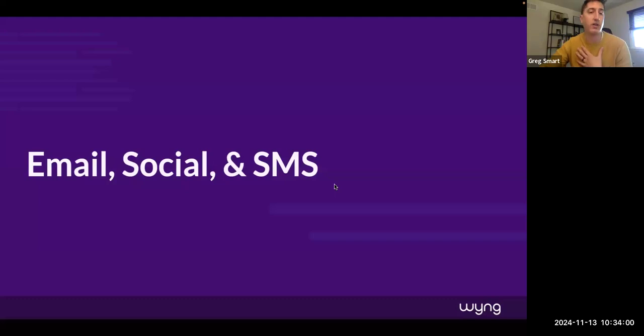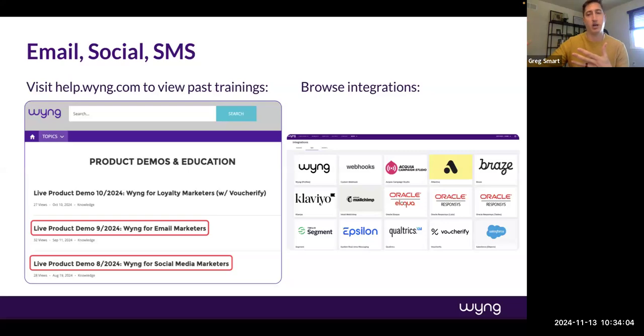Cool. And then finally, we have email, social, and SMS. And like I said, we've touched on this quite a bit in a past session. So if you are interested in learning more about how Wyng works into the email, social, and SMS channels, you can go over to the Help Center, and we have the live product demo, one for email marketers and one for Wyng social media marketers here.